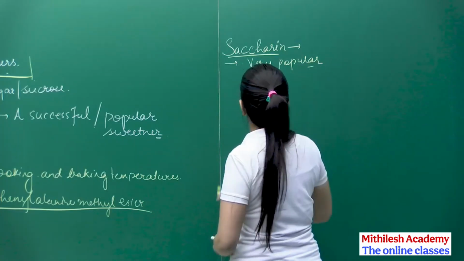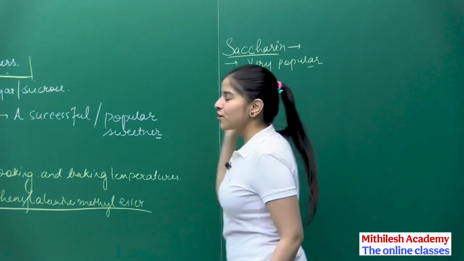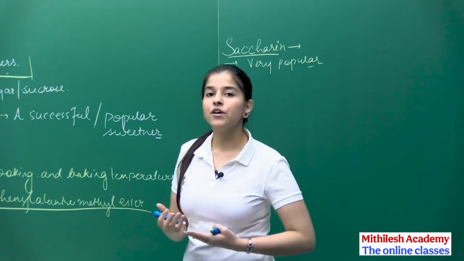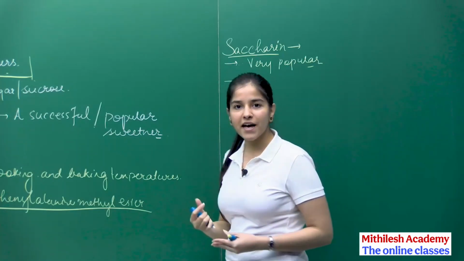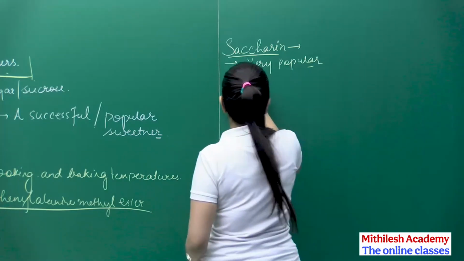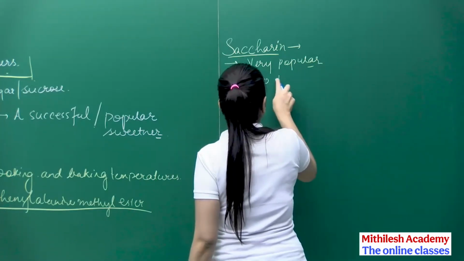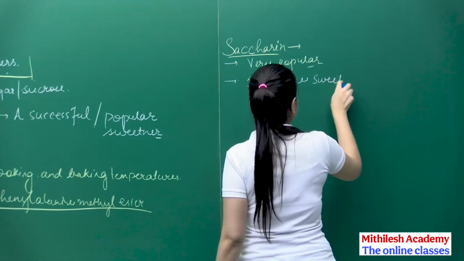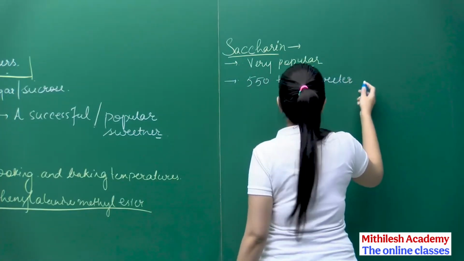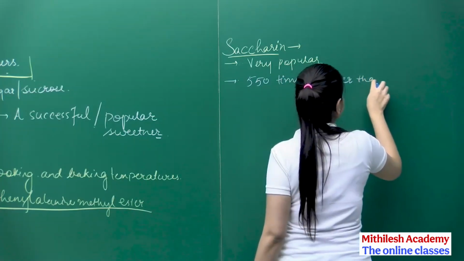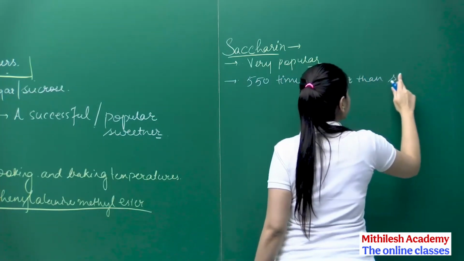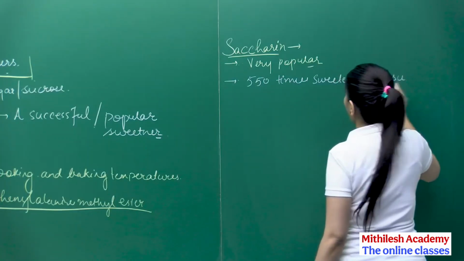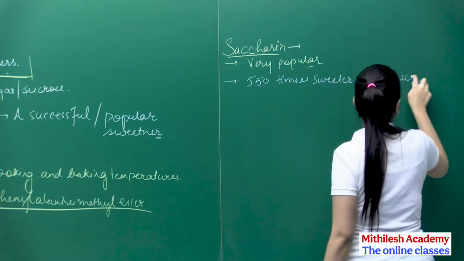And what is the quality of saccharin? The quality of saccharin is, it is almost 550 times, roughly I am telling you, 550 times sweeter than sucrose. So that is how the actual sweetening property of saccharin is.